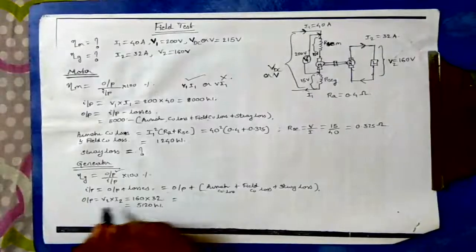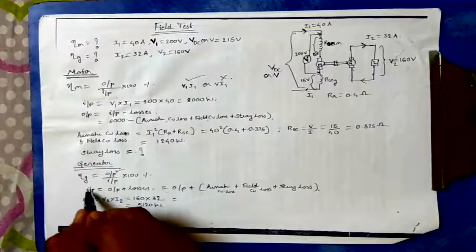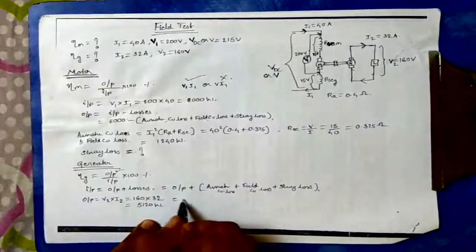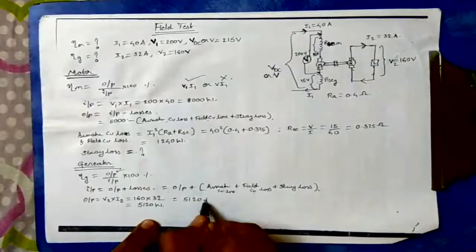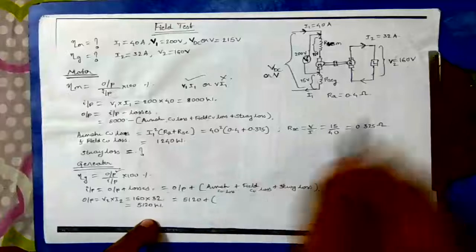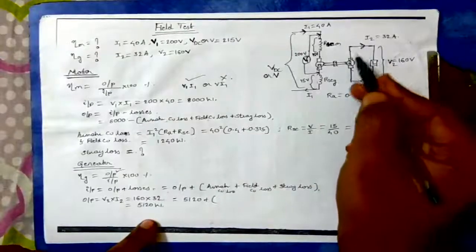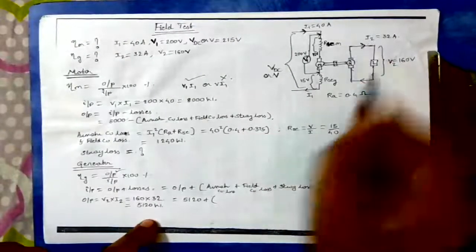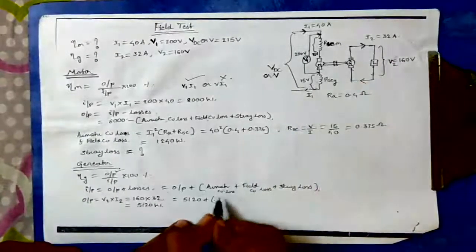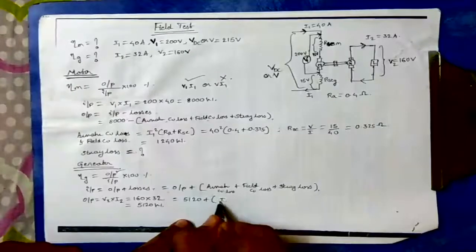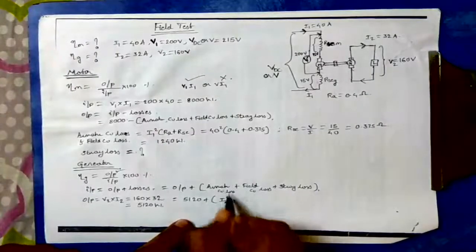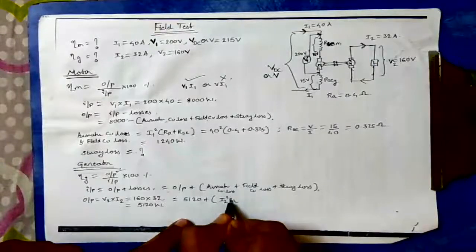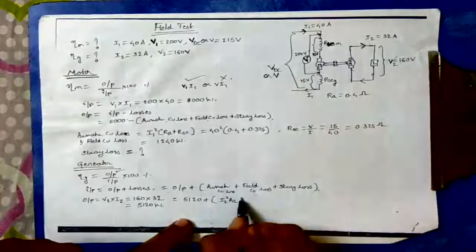Now, already output is done, so we are supposed to calculate input now. So I will substitute 5120 for the output. Armature copper loss: see, what flows here? I2 flows in the armature, so it will be I2 square into RA, right? I2 square into RA.